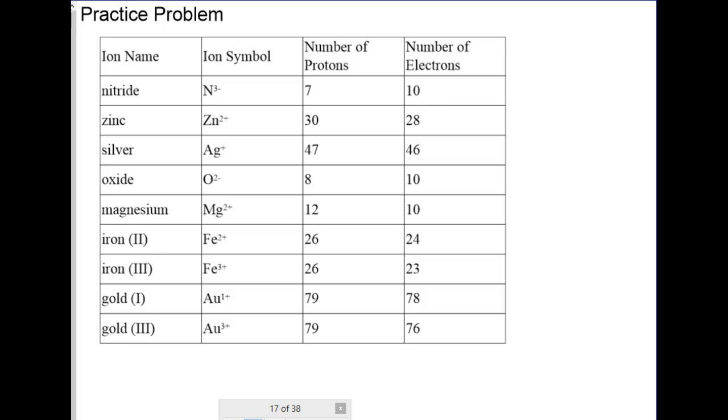So, iron 2 means that you are using the 2 positive charge. Iron Roman numeral 3 means that you're using the 3 positive charge. Gold 1 means that you're using the 1 positive charge. And gold 3 means that you're using a 3 positive charge. So why don't you go silver and then put 1 in the brackets?